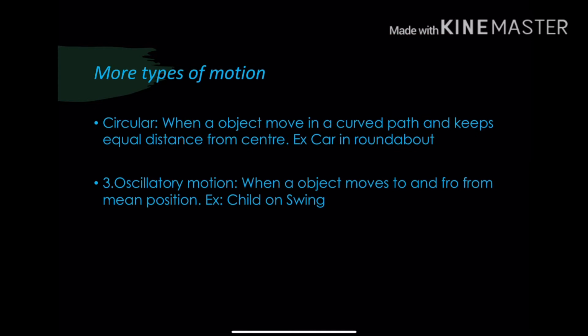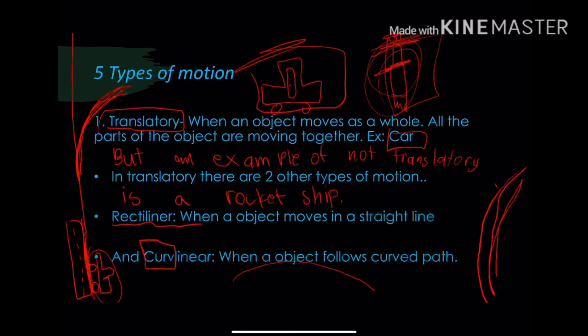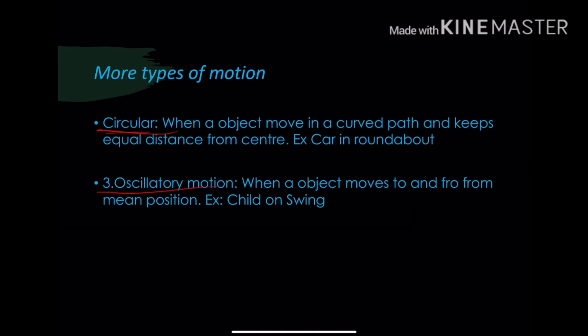More types of motion: circular and oscillatory. Circular motion is when an object moves in a curved path but keeps an equal distance from the center. Example, car in a roundabout. So guys, in curvilinear, you might be wondering what's the difference between this and this. The difference is this is curvilinear and this is circular.